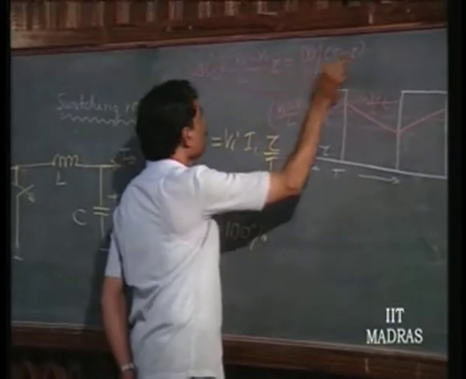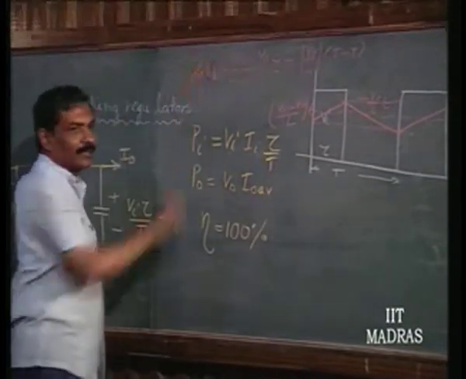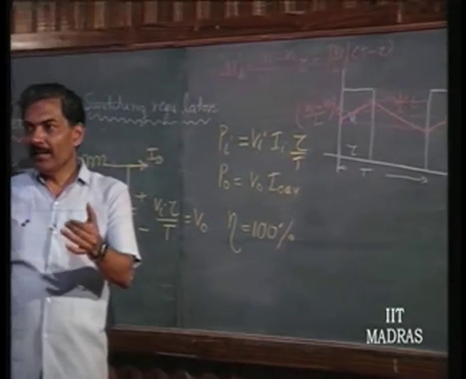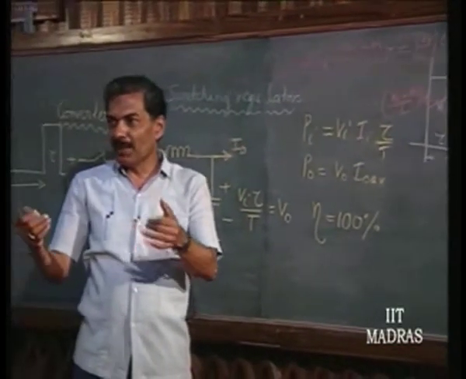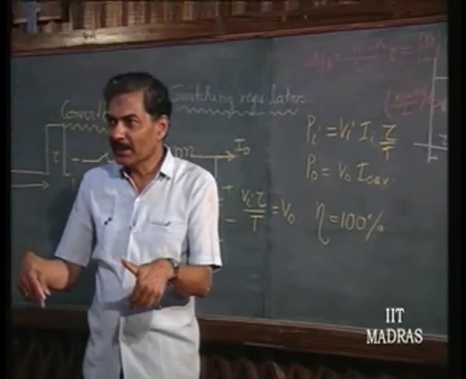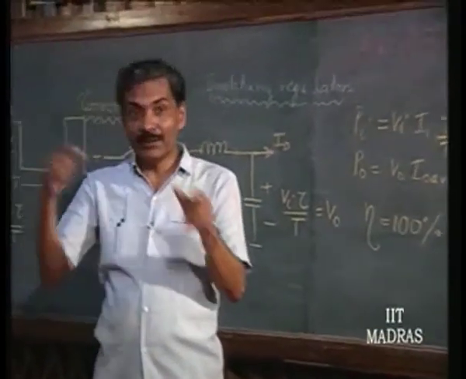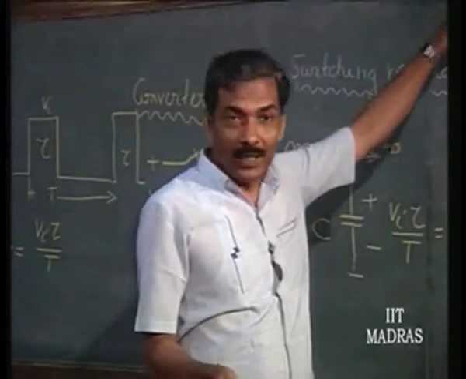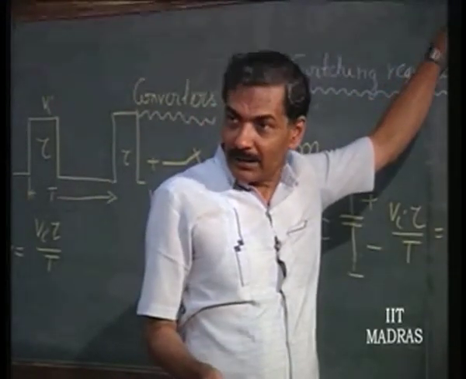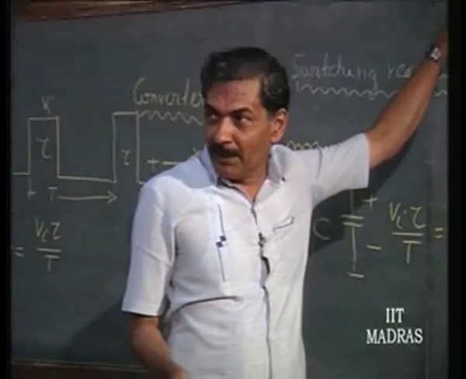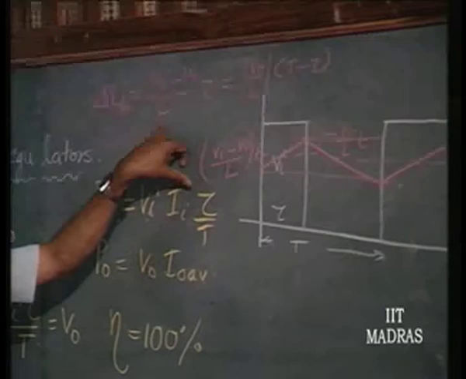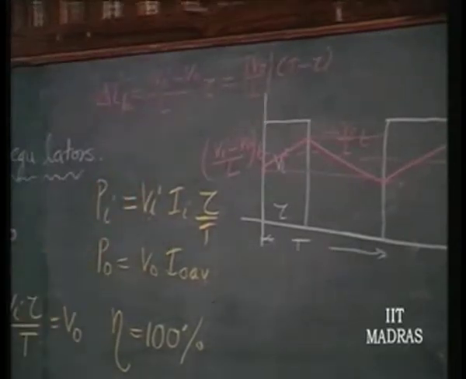So, this is important, this change in current. Normally in a good design, if you want the ripple at the output to be small, delta IL itself should be small. This is the change in current which will be flowing through a combination of resistor and capacitor. If this itself is made small, the ripple will be smaller. So, how do you make ripple small? By making L large.